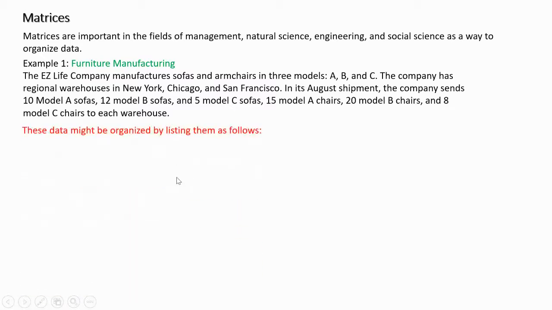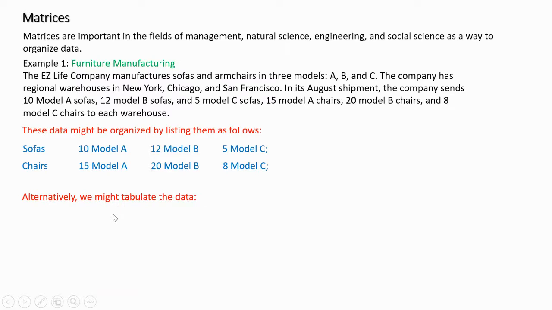How can we organize the data? These data might be organized by listing them as follows. For the sofas, we had 10 Model A, 12 Model B, and 5 Model C. And for the chairs, we have 15 Model A, 20 Model B, and 8 Model C, from that information. So we can organize this data just the way I did it right there.